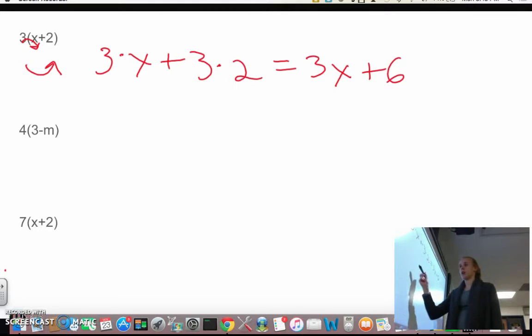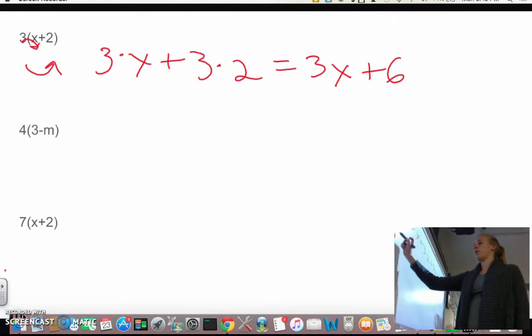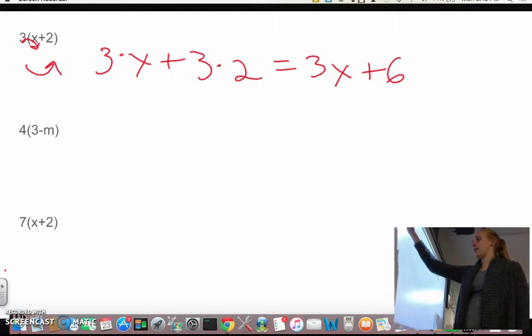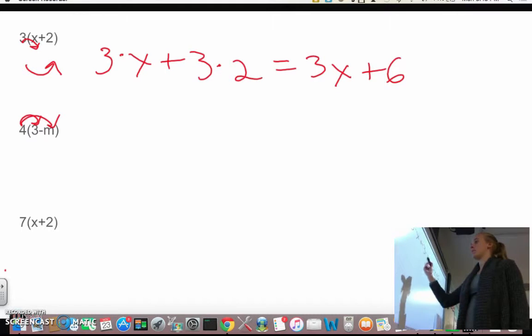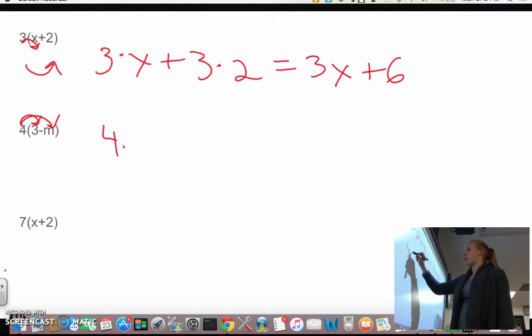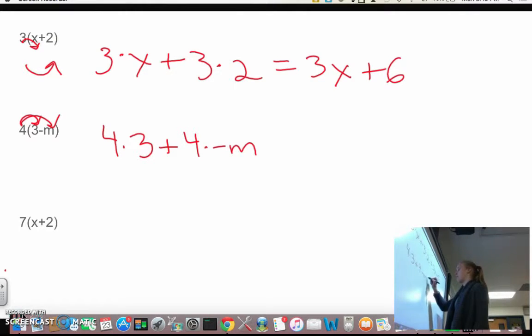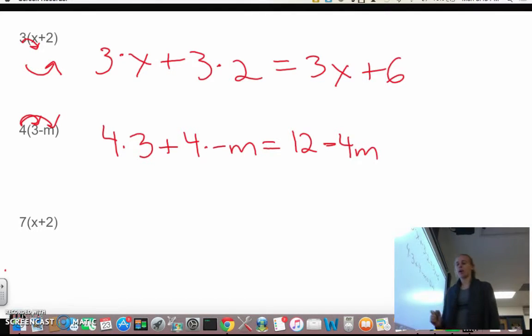So again, with subtraction in the parentheses, and it doesn't matter where your variable is, like in our example, 4 times 3 plus minus m. So we'll take 4 times 3 and 4 times negative m. 4 times 3 plus 4 times negative m will give us 4 times 3 is 12, and 4 times negative m will be negative 4m. And that's our answer. All right, try the next problem on your own.